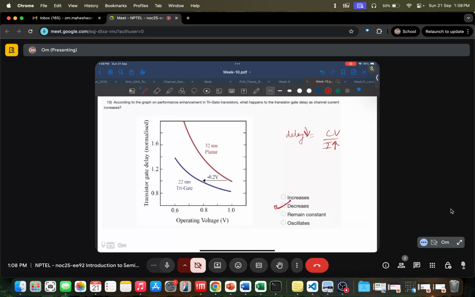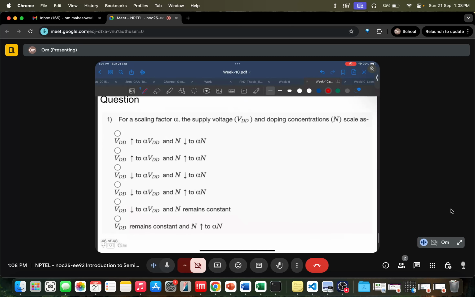Okay, so next question. For a scaling factor alpha, the supply voltage VDD and doping concentration N scale as? We have also already seen this. VDD reduces and N channel increases, right, by alpha. So it should be option D. VDD reduces to alpha VDD and channel doping increases to N by alpha. For example, if alpha is 0.7, VDD changes to 0.7 VDD and NCH changes to NCH by alpha.